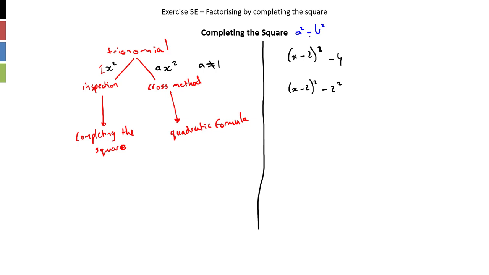Subtraction like this is a difference of two squares, or difference of perfect squares. I have that exactly here. I have a square and I have a square. This is my A and this is my B in this case. It doesn't matter that the A is a full set of brackets. It is still something squared take away something squared. It is a difference of perfect squares.